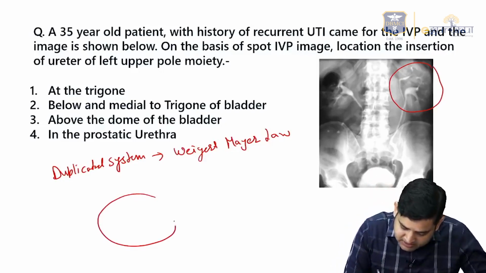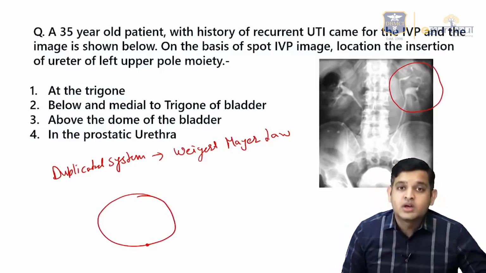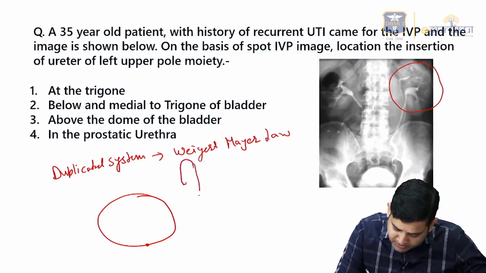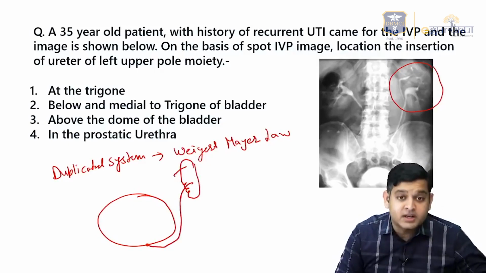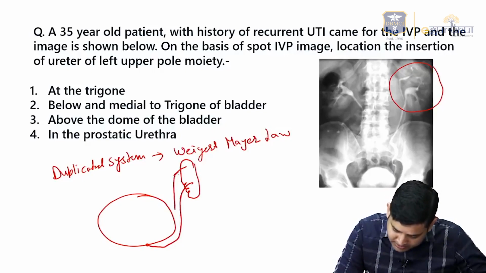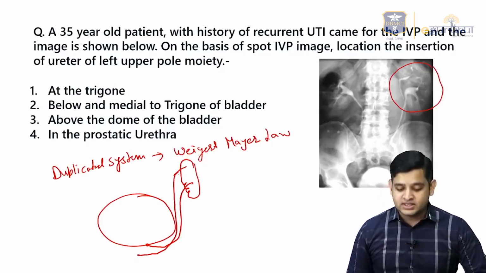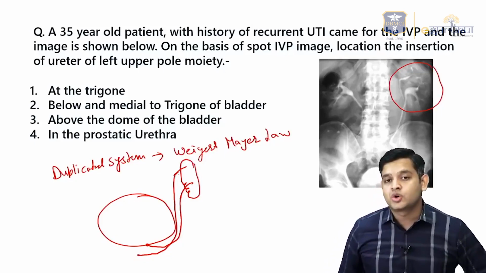That means if this is the bladder, this is the trigone where the normal ureter is opening. If I draw the kidney over here, which is a duplicated kidney, so there are two ureters that are coming. The lower ureter is opening normally, and the upper ureter is opening distal and medial to the lower pole moiety ureter.